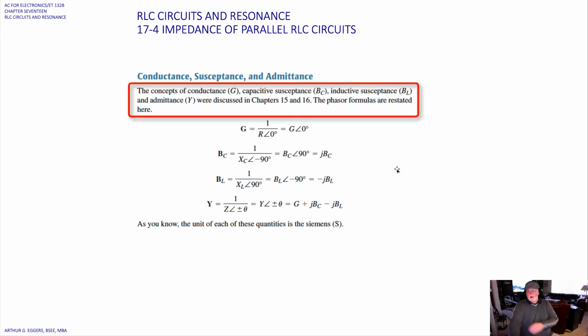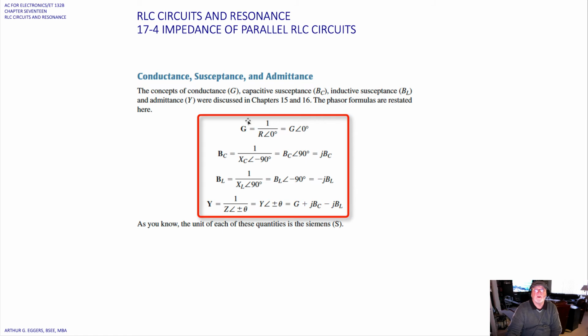So here we're just restating what we saw before in terms of conductance, susceptance, and admittance. The concepts of conductance, capacitive susceptance B sub C, and inductive susceptance B sub L, and finally the admittance, which is the inverse of our total impedance, were discussed. So again, you should be familiar with these. Write these down in your notebook.